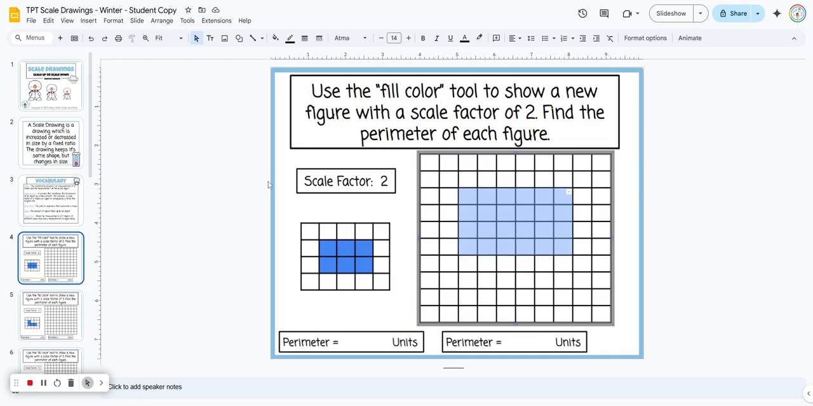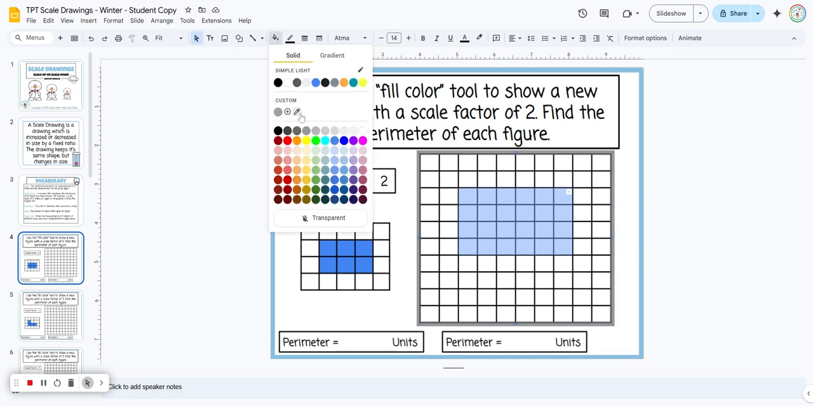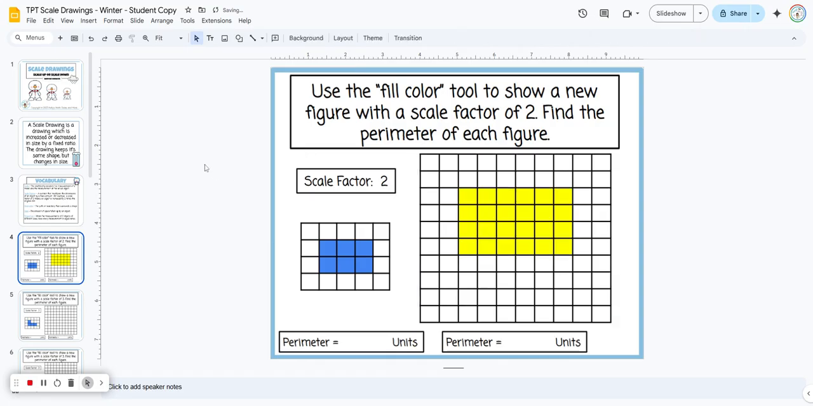rectangle. Once they have it highlighted, they're going to come up to the fill color feature, and they can choose any color they like. Now they've scaled up this rectangle by a scale factor of 2.